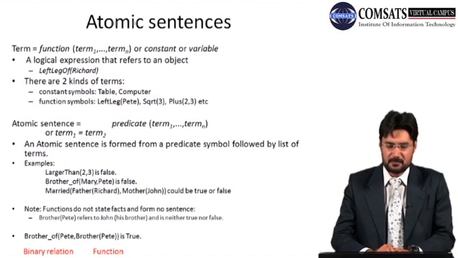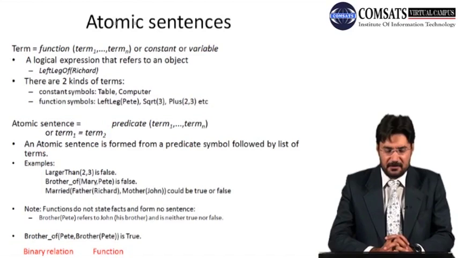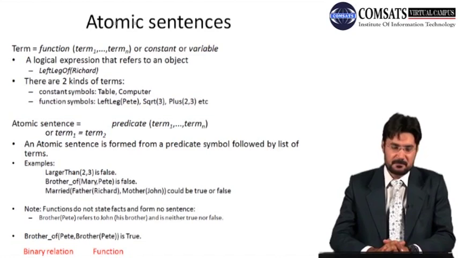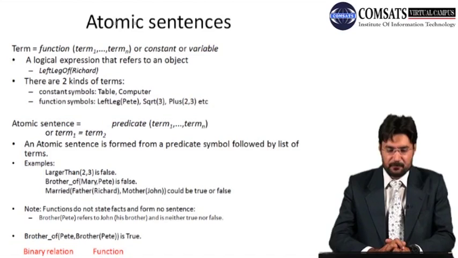What will an atomic sentence be? Predicate(term 1, until term n), and term 1 equal to term 2. An atomic sentence is formed from a predicate symbol followed by a list of terms. So if we have a list of terms and we try to use some kind of symbols, then we say that this is an atomic sentence. Some examples are here. Larger than(2, 3) is false, because we have two terms, two objects, and we want to find out what the answer is.